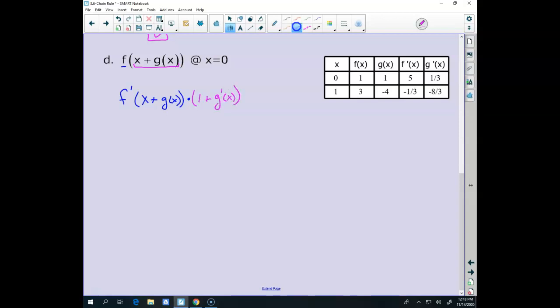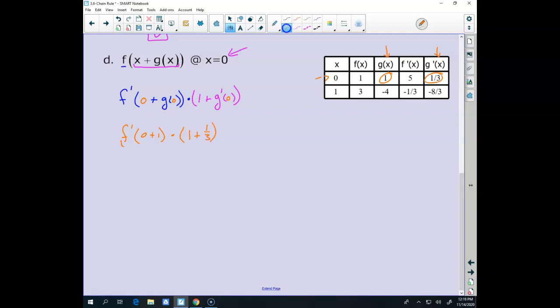And now I'm going to come back and get rid of all my x's, and all my x's are going to be 0. I need a 0 in there, I need a 0 in there. So I'm really looking at what is f prime of 0, g of 0. I've got to come to my g of 0, hey, that's 1, so that's like a 0 plus 1 in there, times 1 plus g prime of 0. So I go to g prime of 0, that's a third. That's going to be 1/3.